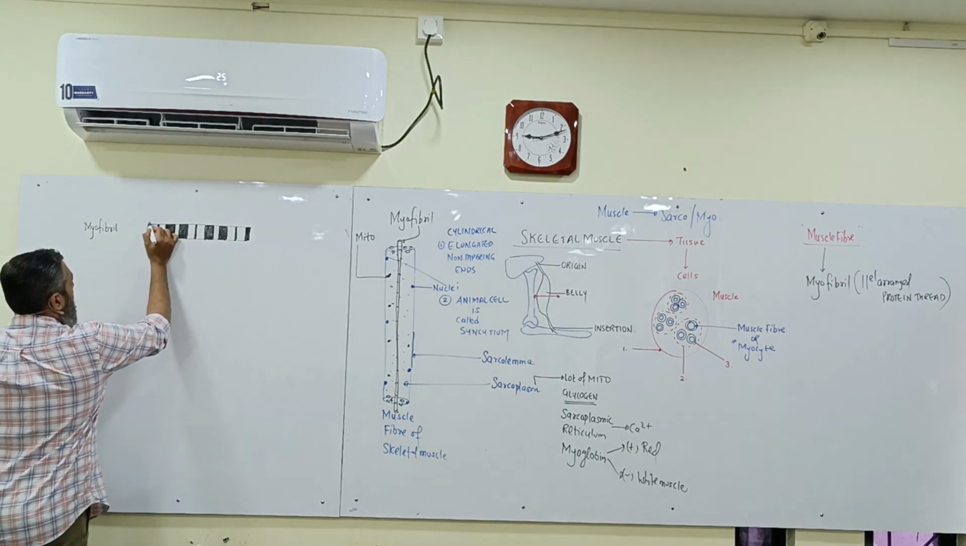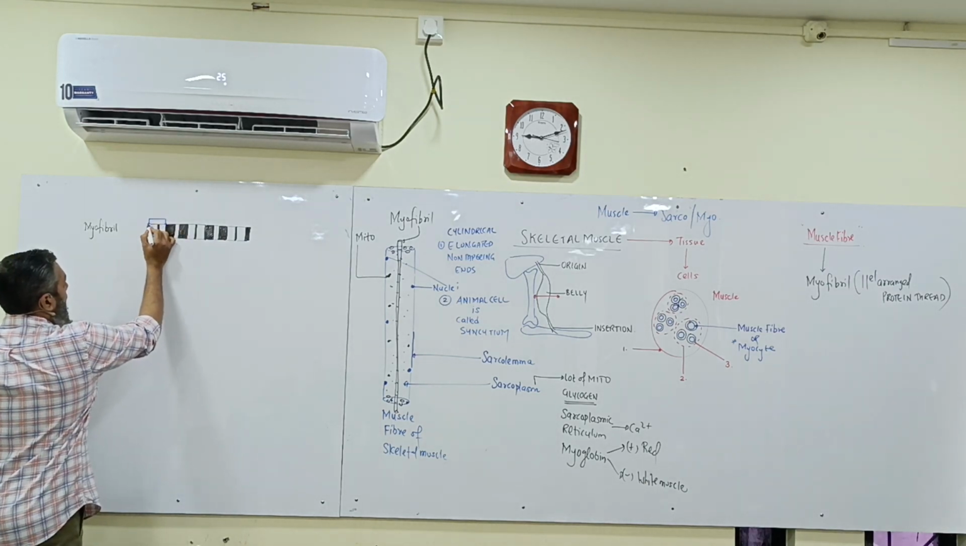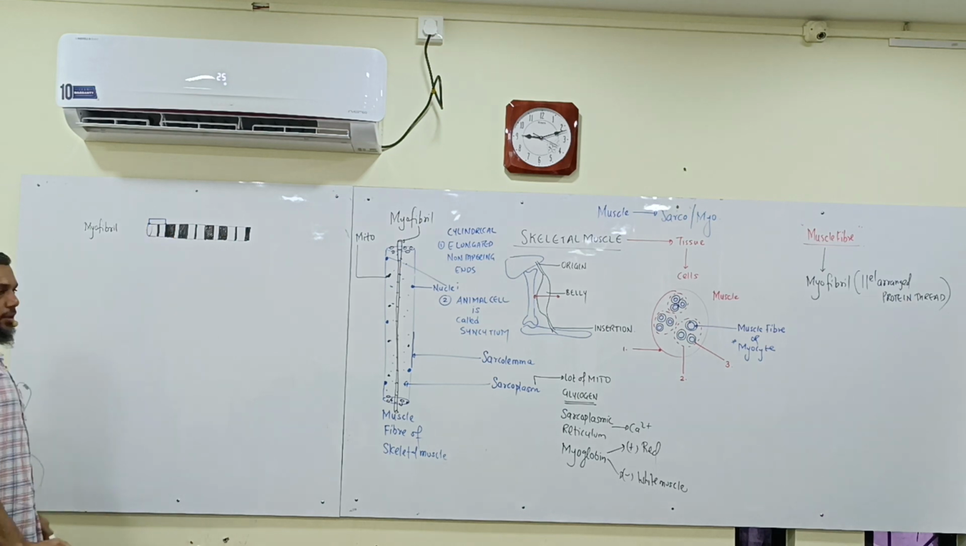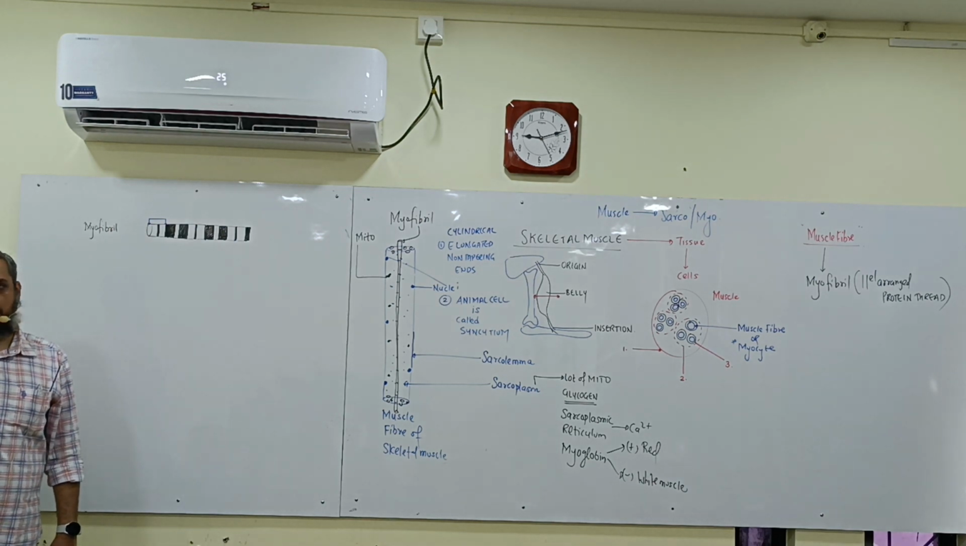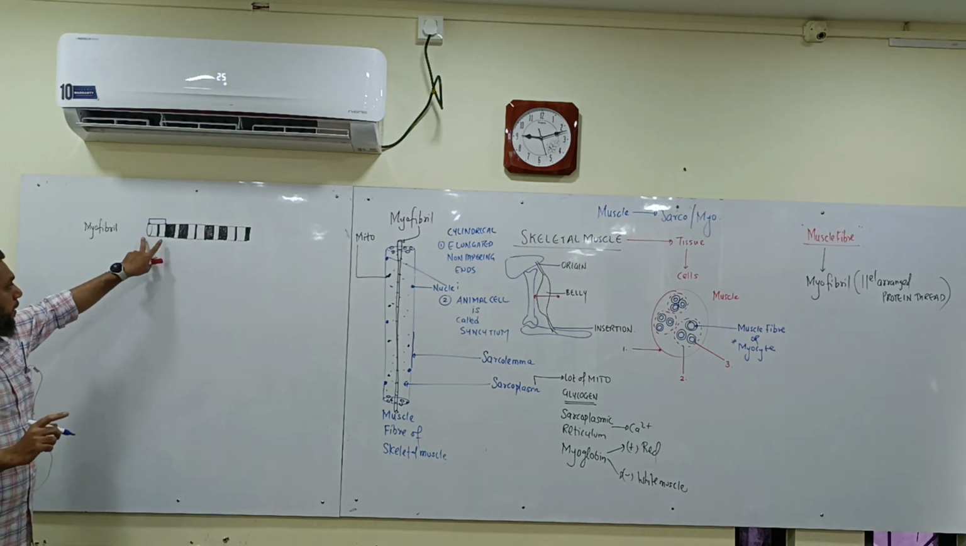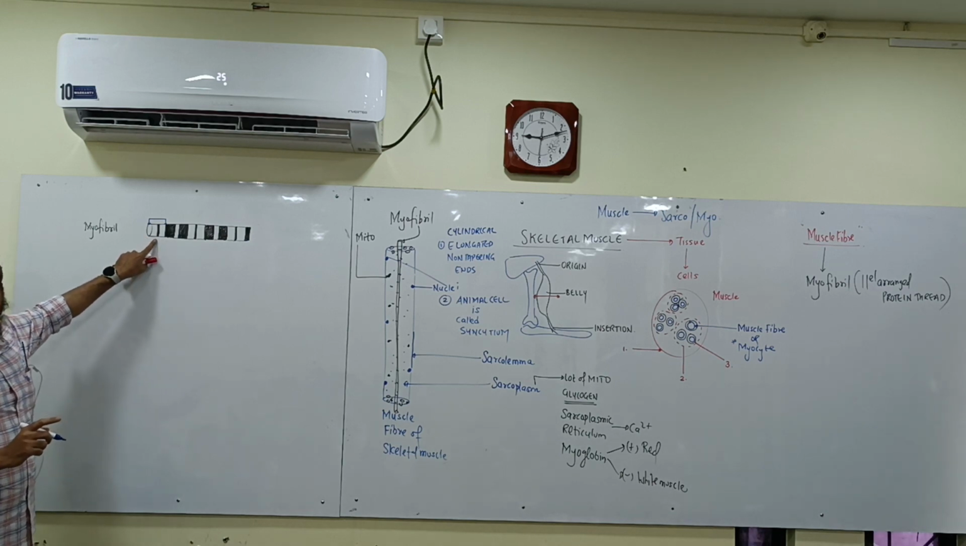So my question to you is, look at this area. This is a light band with a dark line. It's a light band with a dark line.